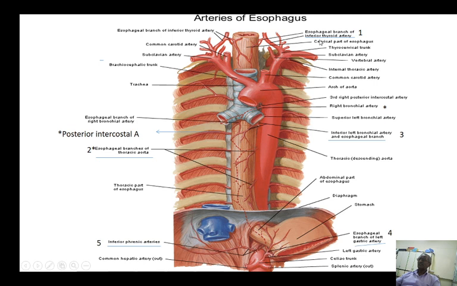The first one is the inferior thyroid artery giving branches to the esophagus. The second one is the esophageal branch of the thoracic aorta, that is the direct branches from the descending aorta. And the third one is the bronchial artery and its branches to the esophagus. Then the gastric artery and its branches, and the inferior phrenic artery and its branches to the esophagus.